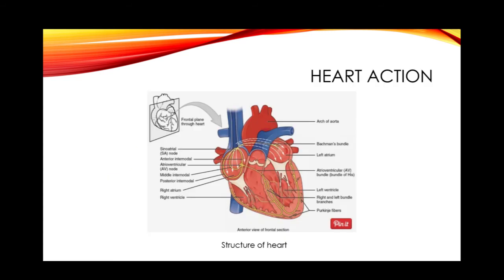So this is the structure of the heart. Here we're focusing more on the sinoatrial node, abbreviated as SA node, atrioventricular node, abbreviated as AV node, right atrium, right ventricle, left atrium, left ventricle, and Purkinje fibers.